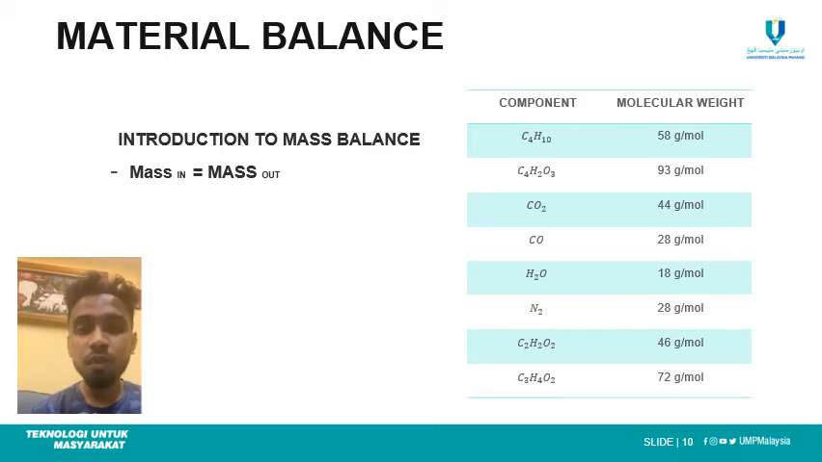So before moving on to the calculations part, we need to figure out the molecular weights of each and every substance. For example, butane, which is 58, oxygen, which is 32, maleic anhydride, which is 93, carbon dioxide, which is 44, carbon monoxide, which is 28, water, which is 18, nitrogen, which is 28, formic acid, which is 46, and also acrylic acid, which is 72.